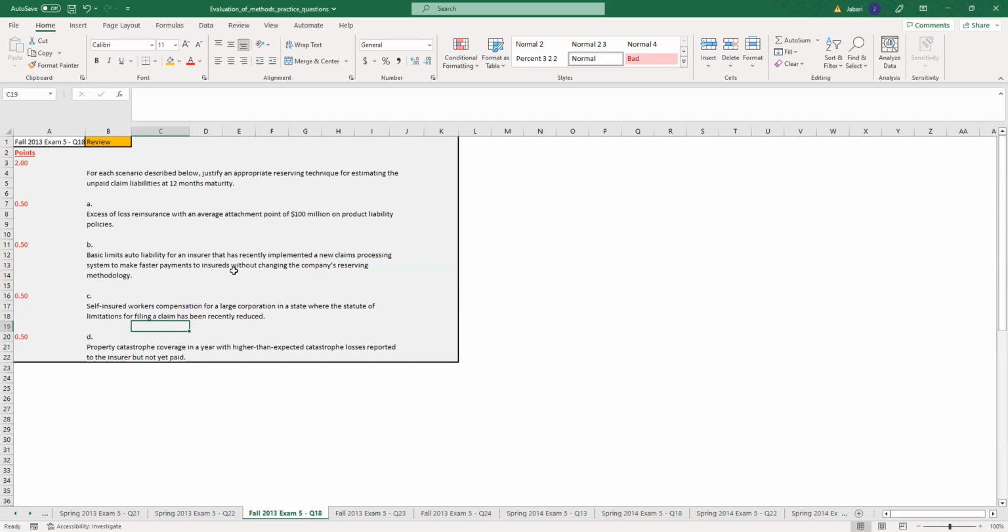It would be the one where you find two. But inside the answer key, they have it as the Bornhuetter-Ferguson technique, if I'm not mistaken. It might be Berquist-Sherman, but I think the Berquist-Sherman technique would be best to use here in this case. And then for D, property coverage in a year with higher than expected.